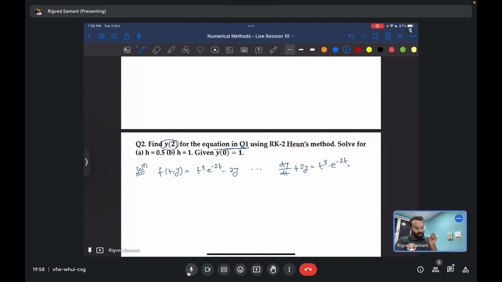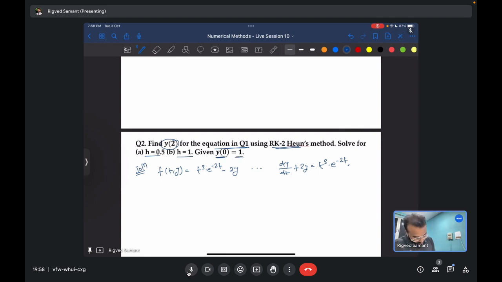Now he has told you to solve it using the Runge-Kutta second order Heun's method. So the formula is a bit different for this method. Here he has asked you to solve for h is equal to 0.5 and h is equal to 1, from y is equal to 0, again the initial value problem, right? So the initial condition is again the same.